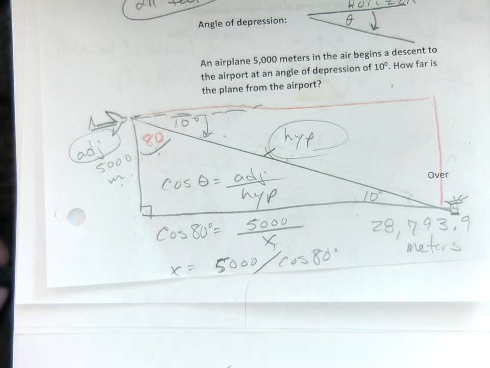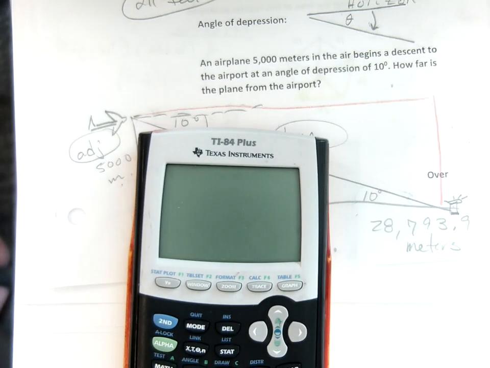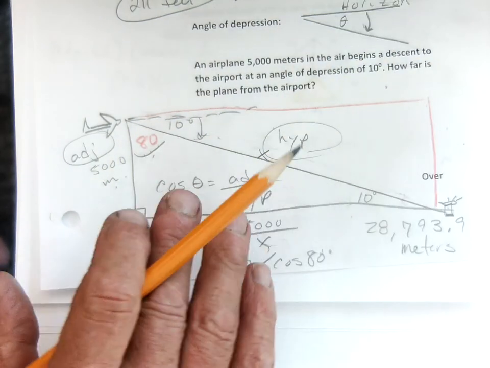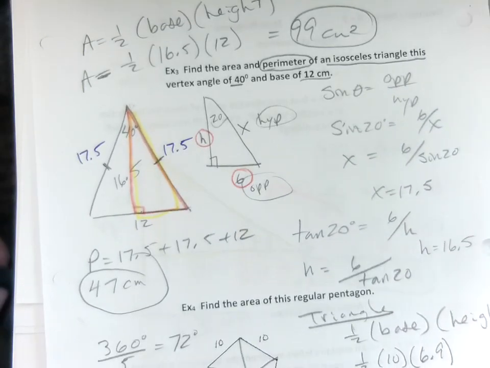I used my calculator, I got about 94 meters away, which is about, hold on. Let's see, how many miles is that? About 17 miles away.